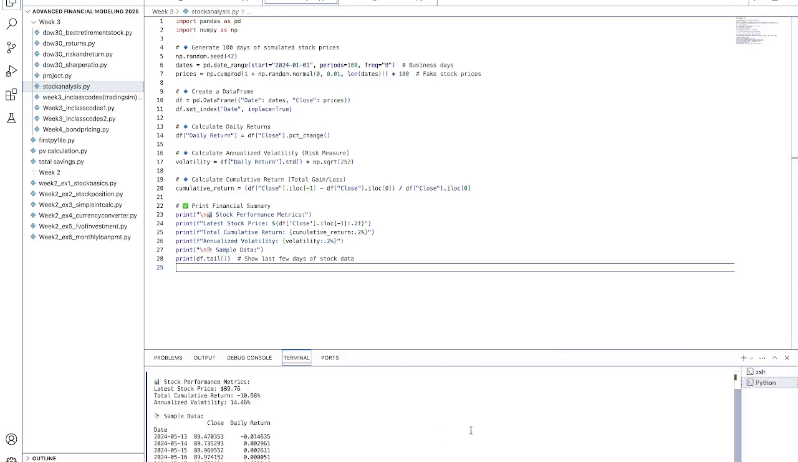And for this hypothetical stock, the latest stock price is $89.76. The total cumulative return here was minus 10.68%, and the annualized volatility is 14.6%. So not too great of data here, but that is the stock analysis for this hypothetical stock.